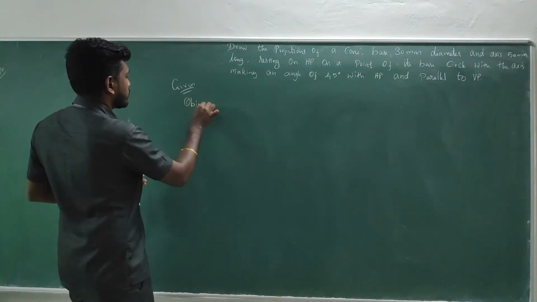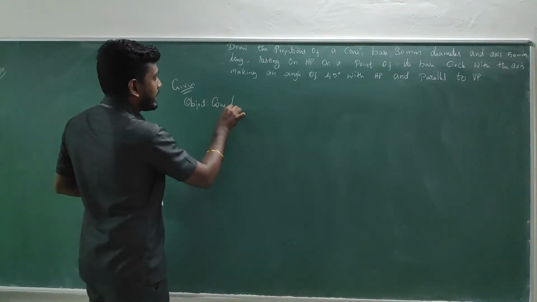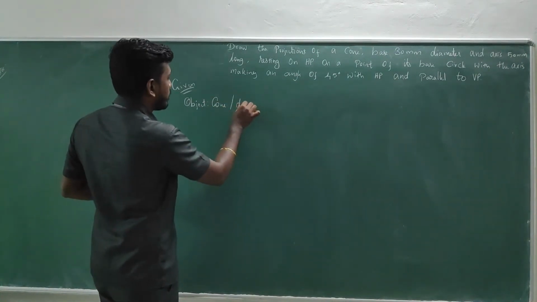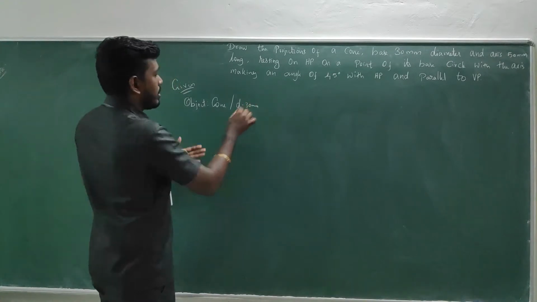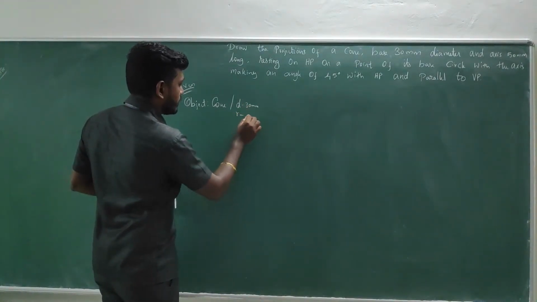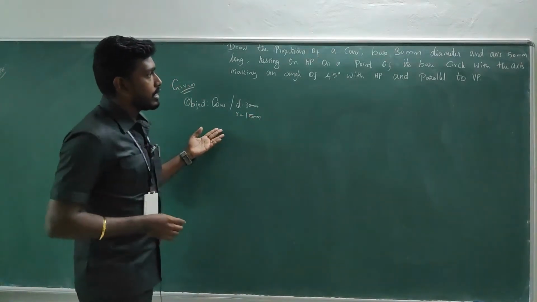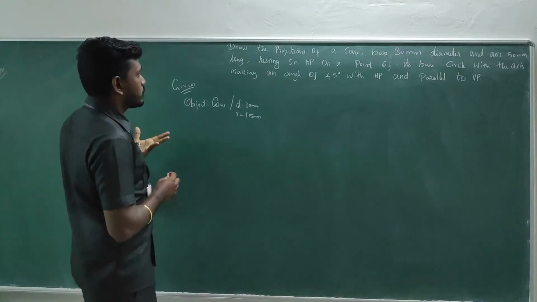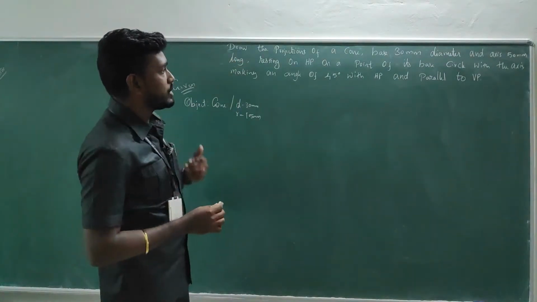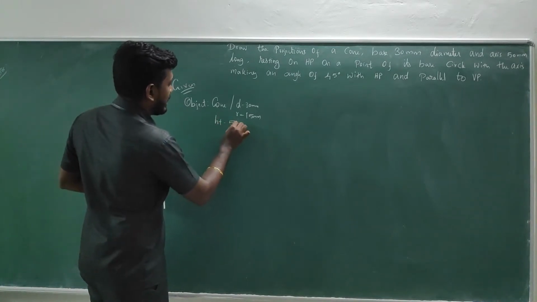Object: it's nothing but a cone. What about the measurements? Diameter of the object is given as 30 mm. If the diameter is 30, then your radius will be half of it, 15 mm. Then what is given? Axis is long, how much? 50 mm. So the height of the object is 50 mm.